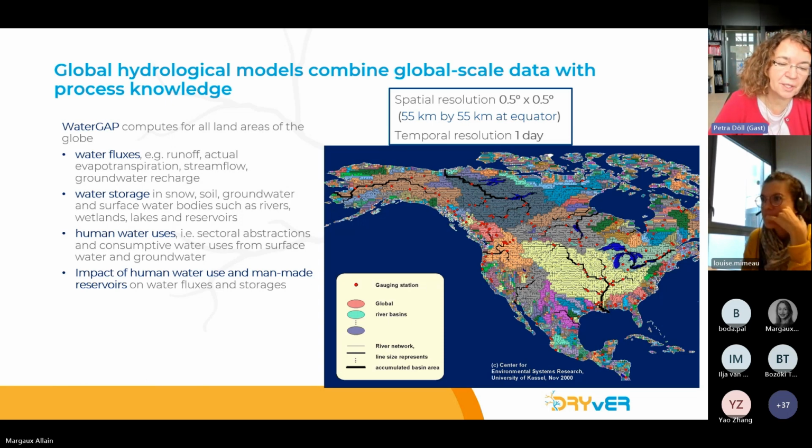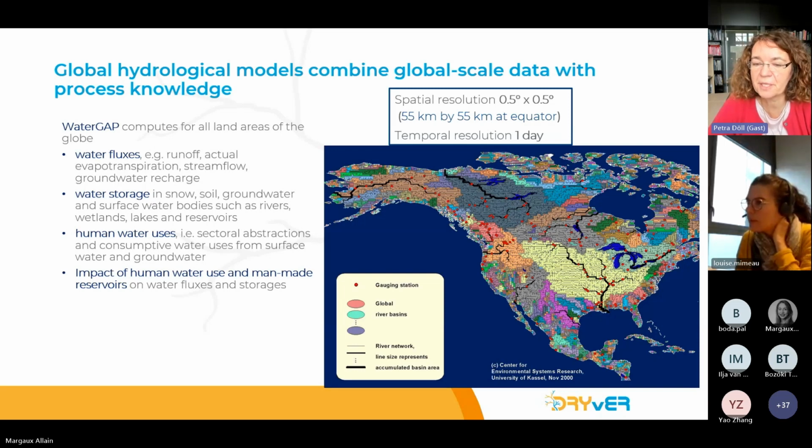And it computes human water uses because, of course, how much water is in the river is also affected by human water abstractions. We take into account, but unfortunately that can only be done in a very rough manner, the impact of human water use and man-made reservoirs on water fluxes and storages. On the right-hand side, you see this map, just a section from the globe for North America, and it gives you an impression of what a half-degree resolution is. This yellow area in the center is the Mississippi Basin, and you see the drainage directions, how water flows from one grid cell to the other. So that's a half-degree resolution.